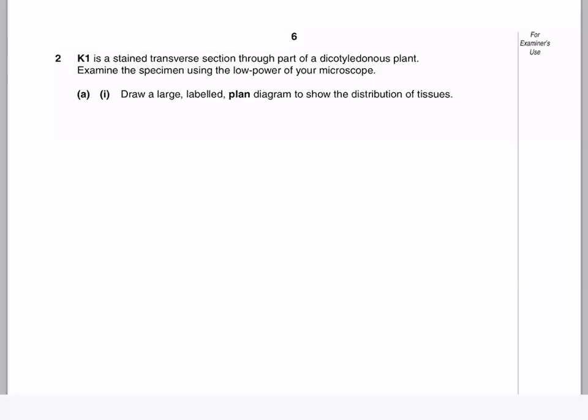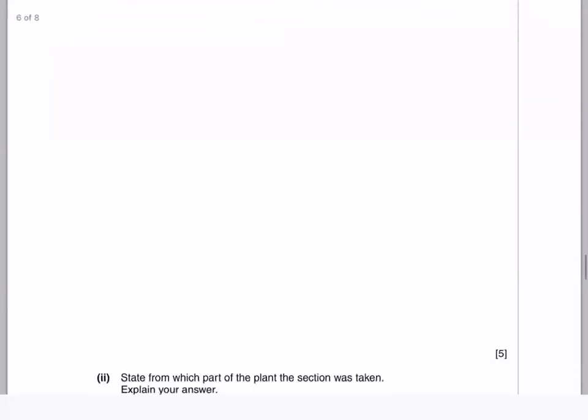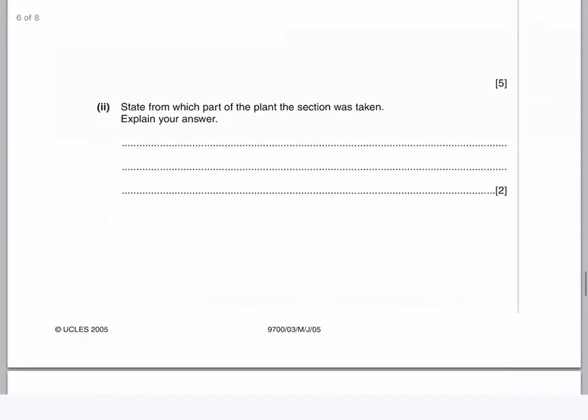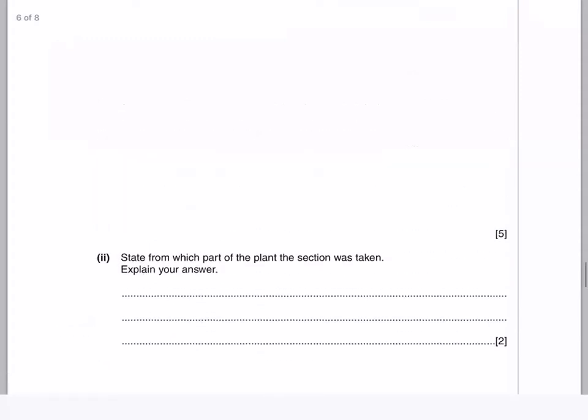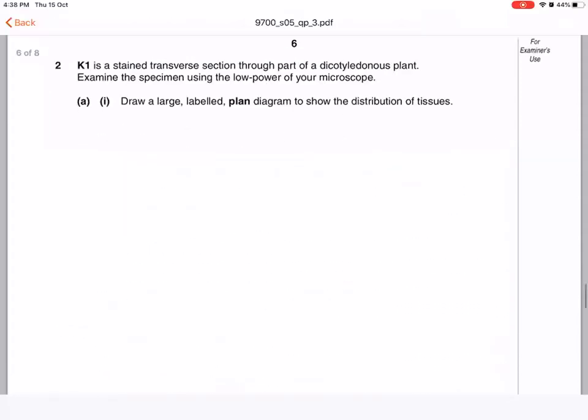Okay, guys. So we are starting with the question on slide. As you can see on your slide file, the question is from May-June 2005, paper 3, right? The question says that you've been given a slide, K1, which is a stain transfer section through part of a dicotyledonous plant. I hope you all know what a dicotyledonous plant is.